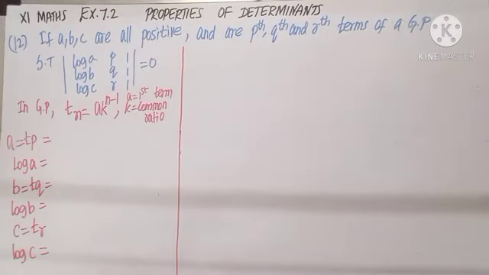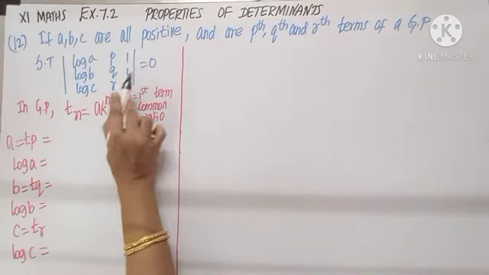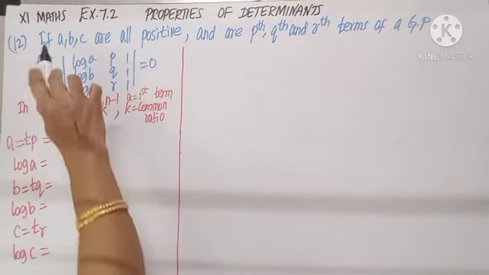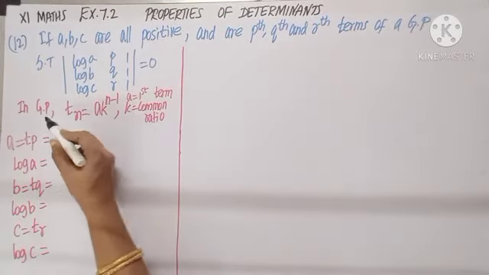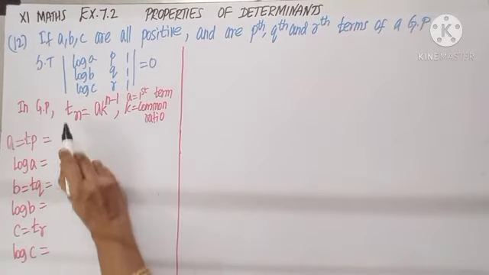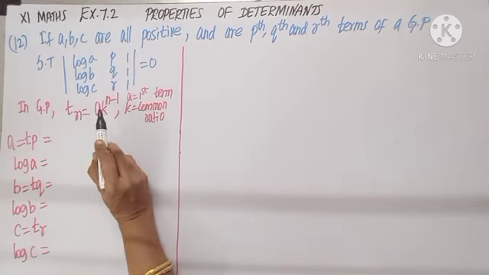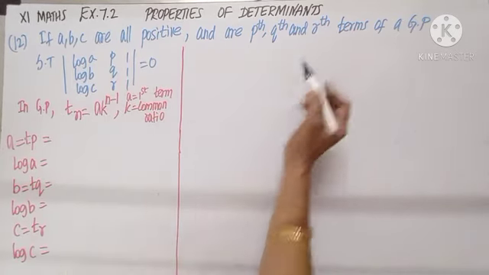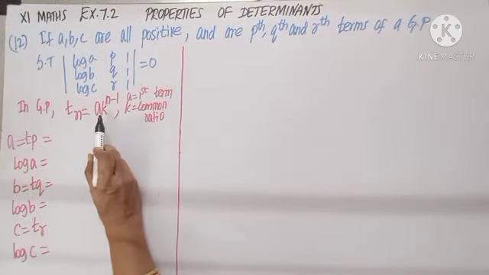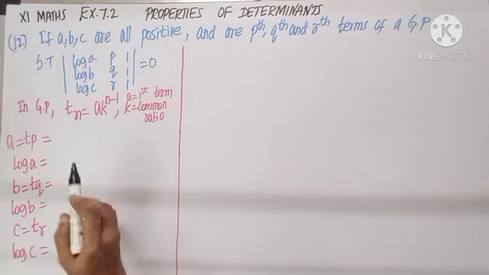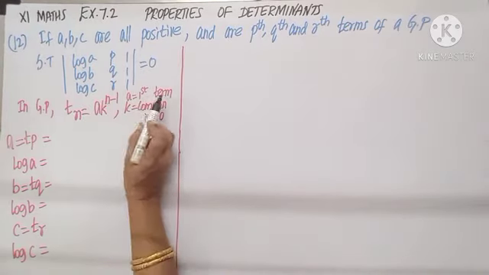Question number 12. If A, B, C are all positive and are pth, qth and rth terms of a GP. GP tells it is geometric progression. We want to show this determinant is 0. Given A, B, C are pth, qth, rth terms of a GP. In a geometric progression, we know nth term is A r power n minus 1. Already r is coming in the question. So instead of r, I have used k, where k is the common ratio and a being the first term.